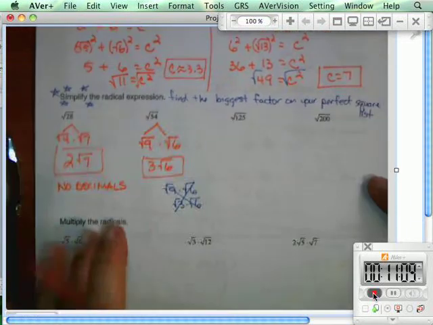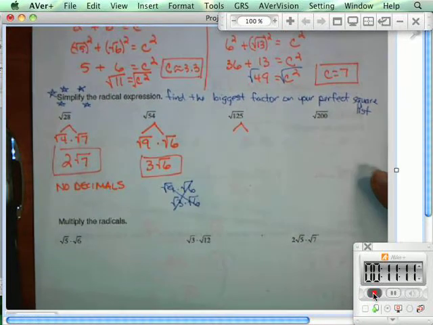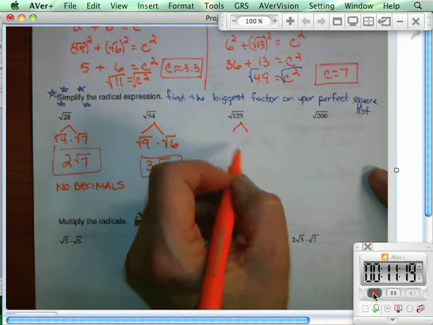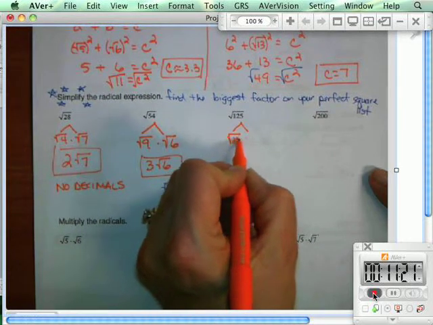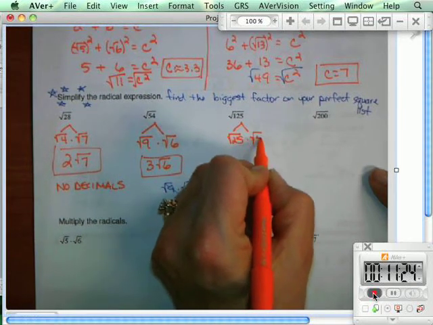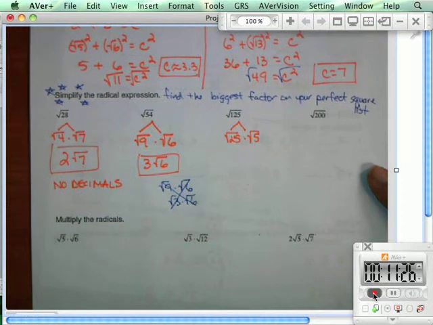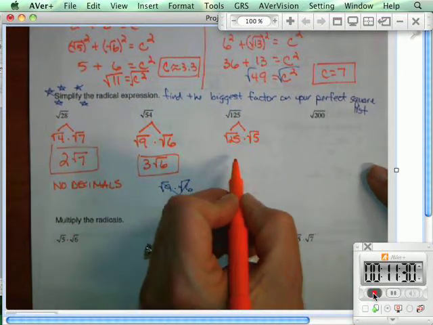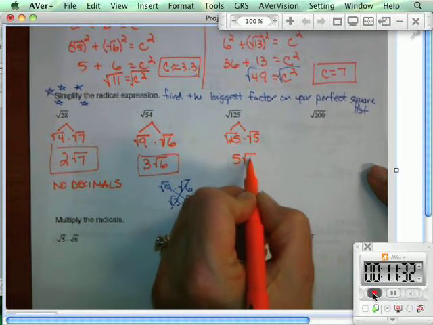What's the biggest thing that 125 can be divided by on that list? 25. How many 25s go in 125? 5. Break that 25 out. What's the square root of 25? 5 times 5.